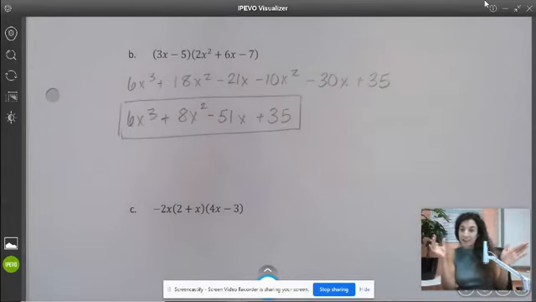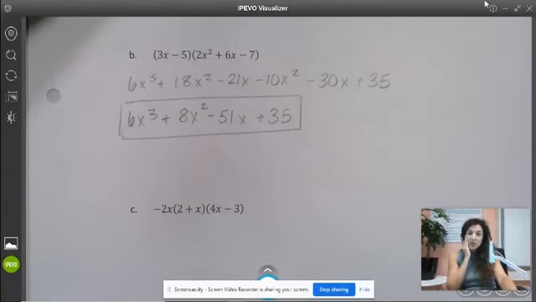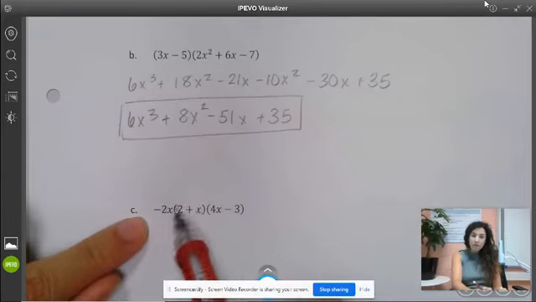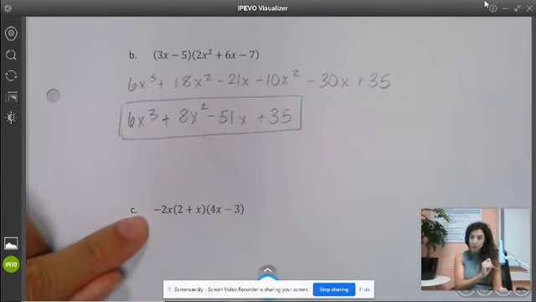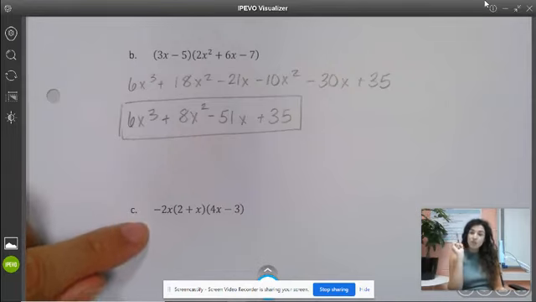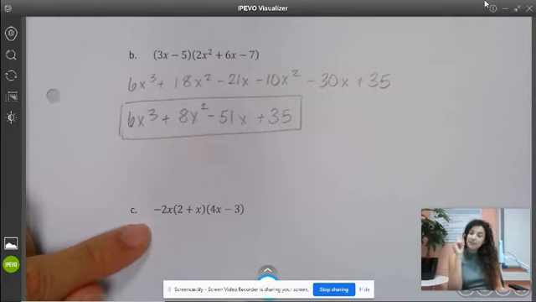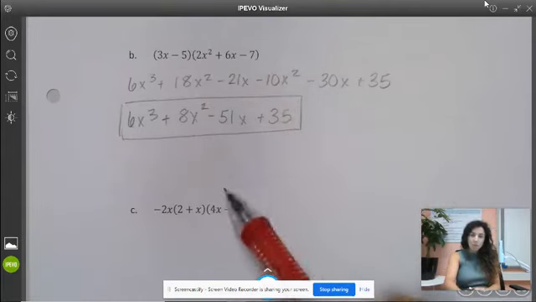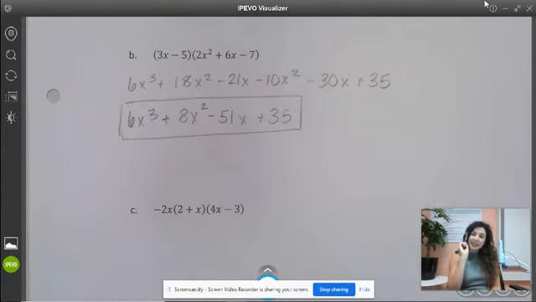Moving on to letter C, we see that there are now not just two parentheses situations, there's a total of three separate situations that we have to multiply together. So we're still going to distribute, but I do want to warn you about a very common mistake that students make. They get really excited about the distribution, and so then they take this guy and they distribute to both of these parentheses. And that is not what we are doing here.